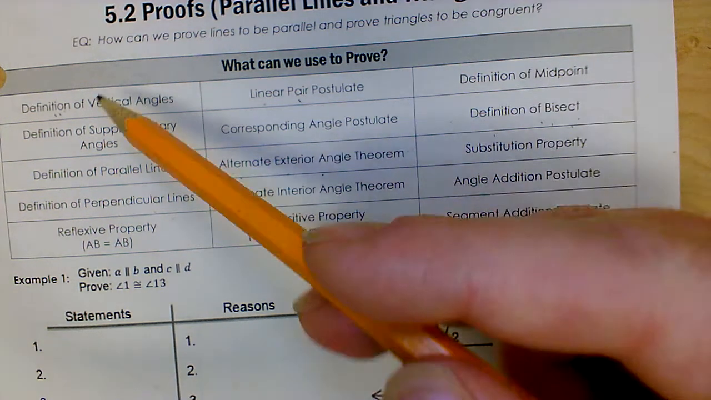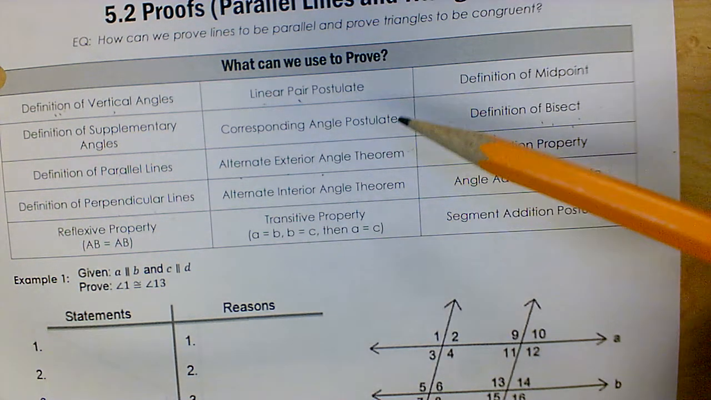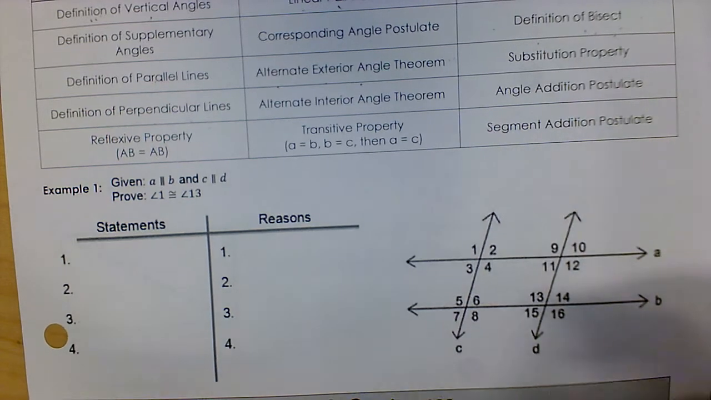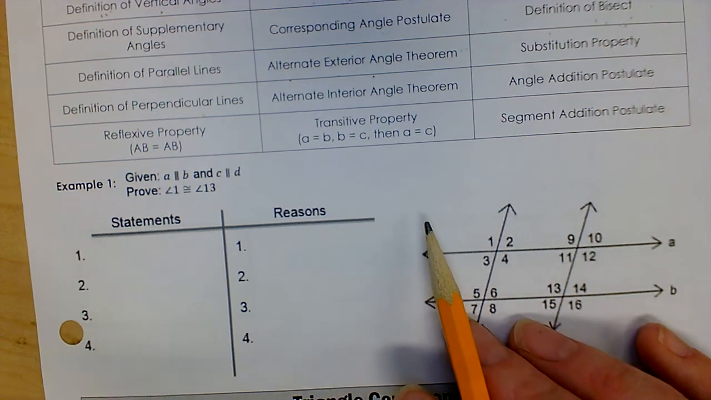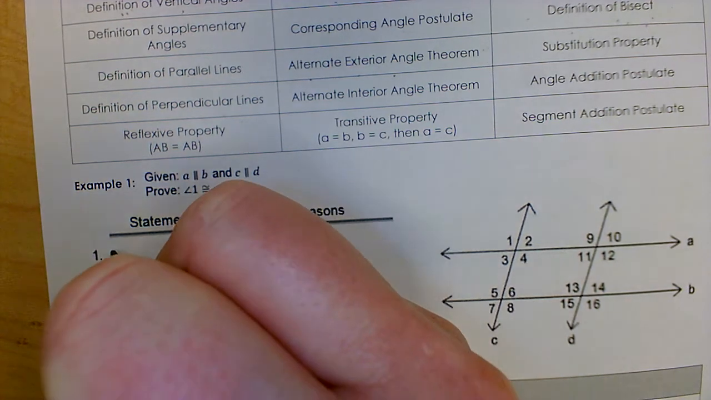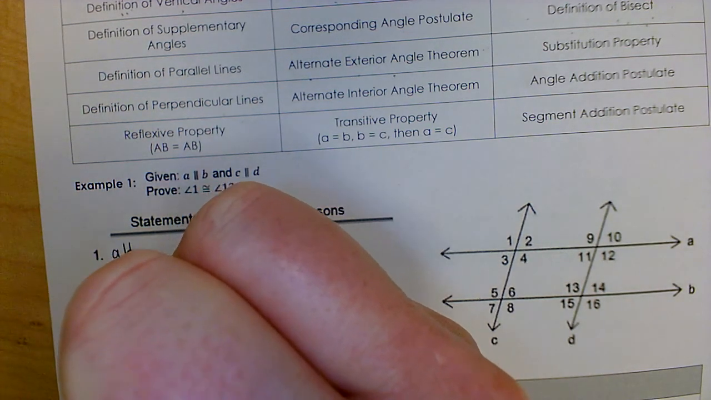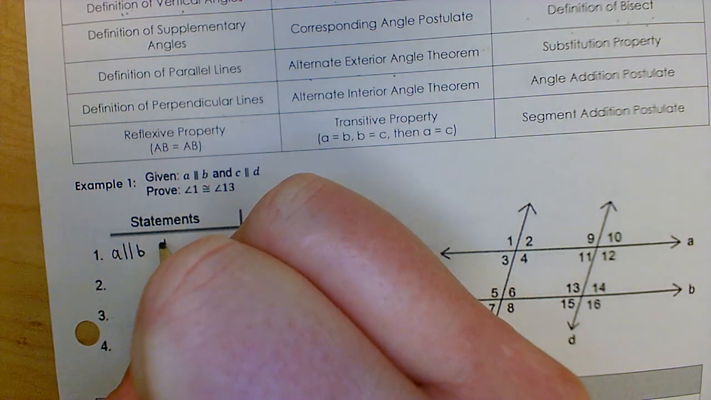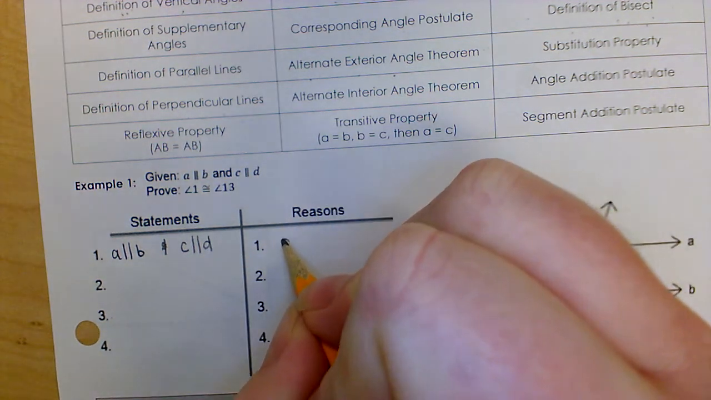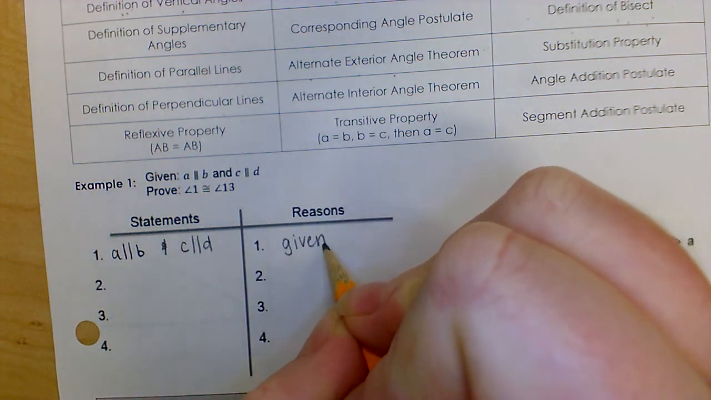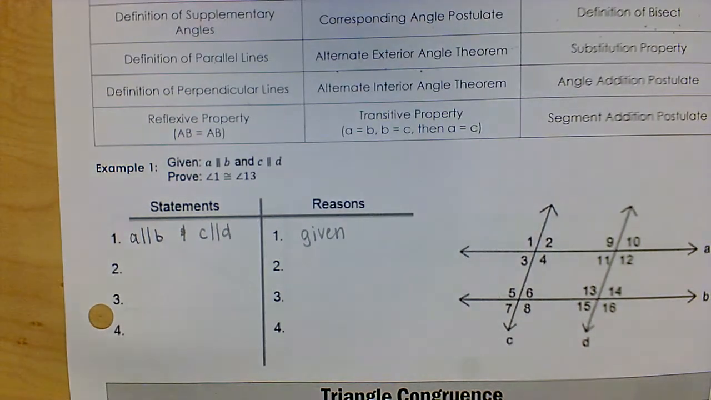So using these definitions up here, we are going to look at how to write proofs. Last year you guys wrote proofs in Math 2, and we didn't get into a whole lot of detail with them. We're going to get into a little bit more detail, but nothing too extreme still. The first thing in a proof that you always do is start by writing your given. So we were given that A is parallel to B and C is parallel to D. And the reason for that is because it was given. So that's a fairly easy start.